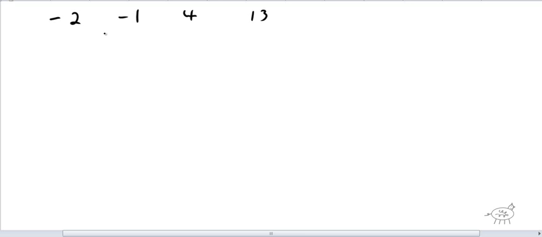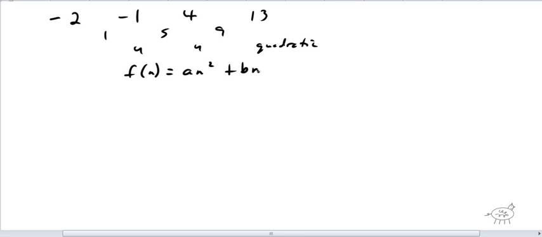Okay, so if I go through this again, 1, 5, 9, we already did this, and then 4 and 4, we know it's quadratic. So my function is going to be something, f of n is equal to an squared plus bn plus c. Again, it's got to be something with an n squared, but it could be a 0 for b, 0 for c. But it's going to be in the form of an squared plus bn plus c.